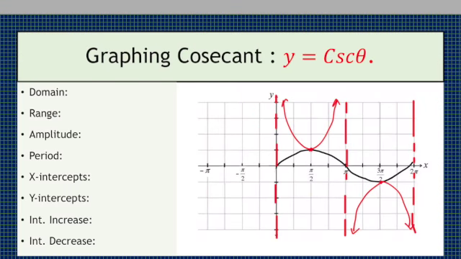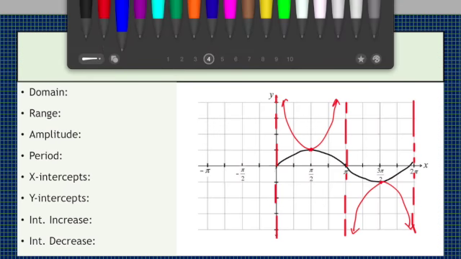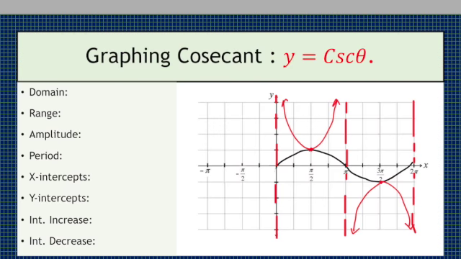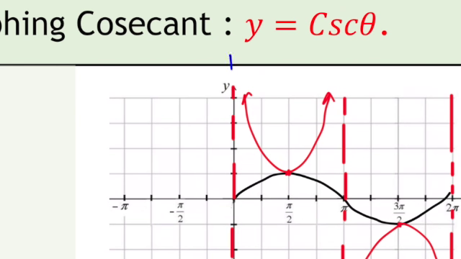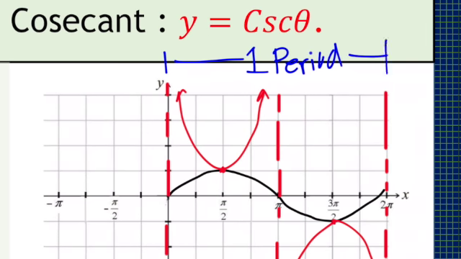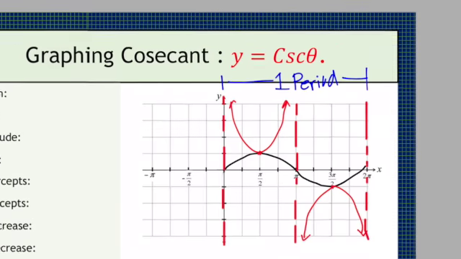So now we've got to identify the domain. Cosecant is a little bit interesting because, or cosecant and secant are both interesting this way, because even though they have the asymptotes that split it apart, this entire thing is still considered one period.